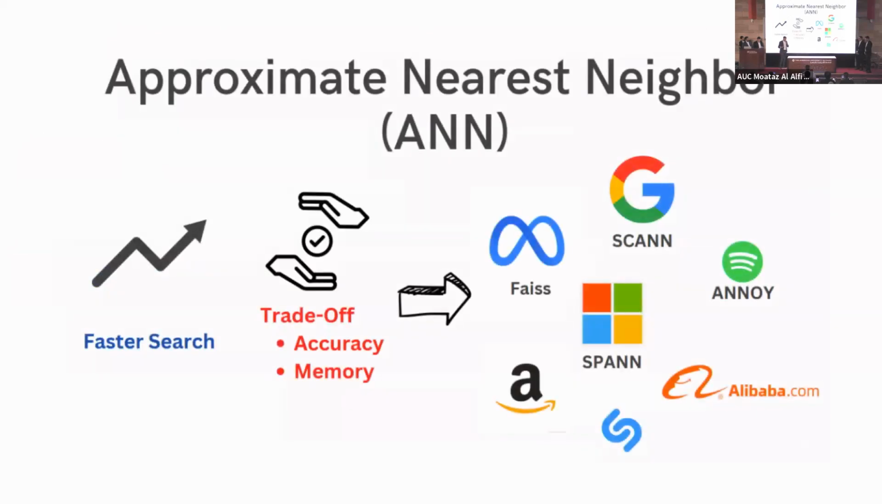So what big tech companies opted to do is that they choose to trade off accuracy and memory in favor of a faster search. And each big tech company has their own implementation of the ANN algorithm. For example, Google has ScaNN, Facebook has Faiss, and Microsoft has SPANN or SPTAG.